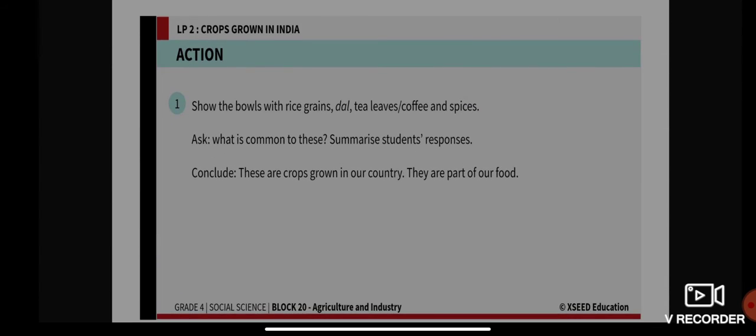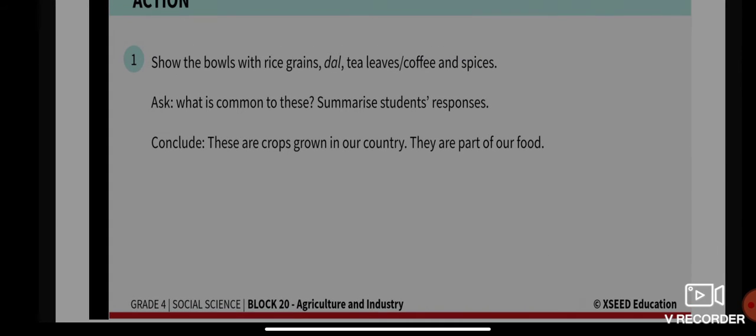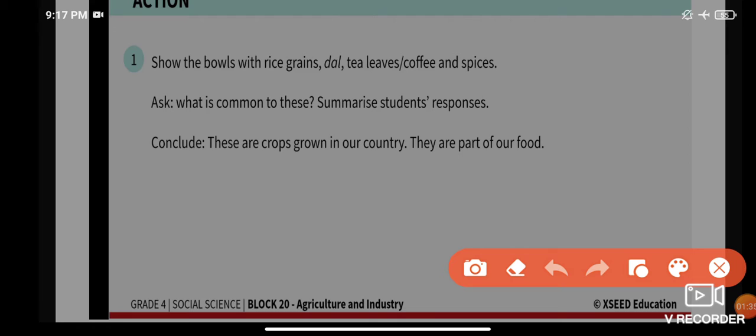Now I'm going to show you a picture of rice grain, dal, tea leaf, coffee, and spices. After observing the picture, I want you to see what is common to this. What is common to this?